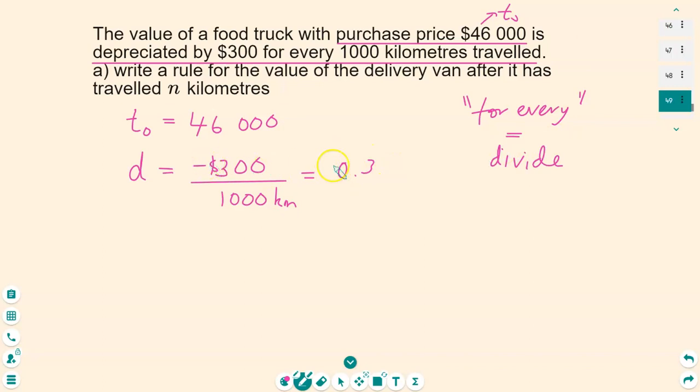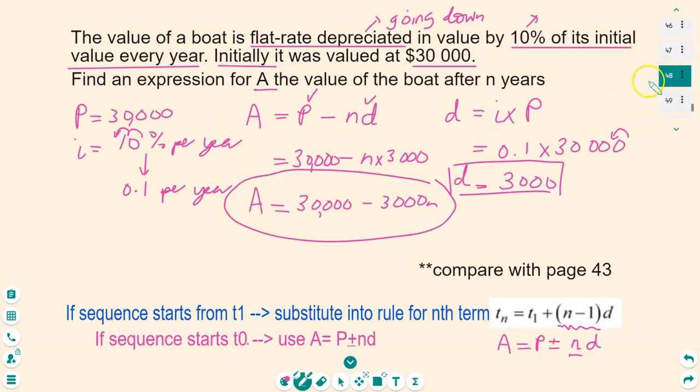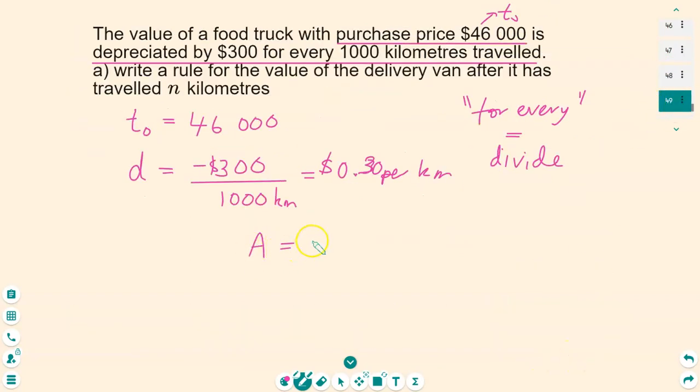0.3 dollars per kilometer. That's the units of D, so 30 cents per kilometer is how much the value will go down. And because we're given an initial value, we know to use A equals P take ND. And we can quickly write the formula. So we just need P and D, which we have. Okay, so D is sort of like the gradient, I guess.